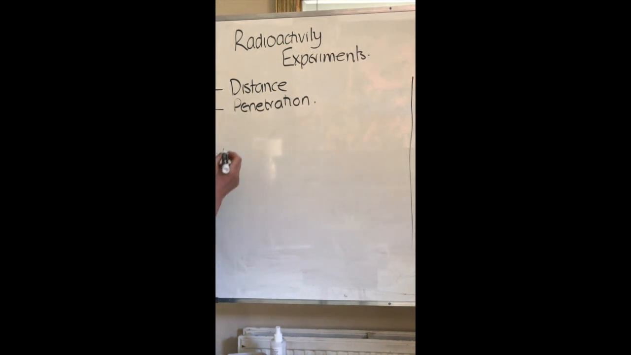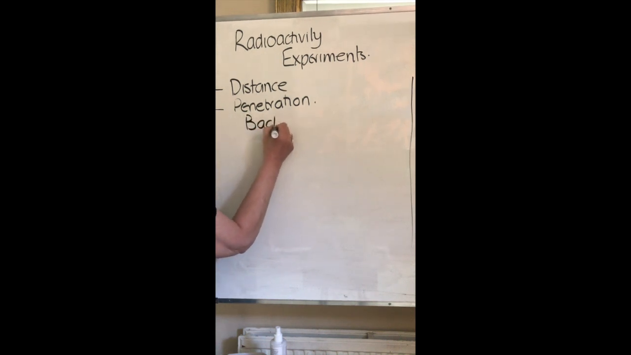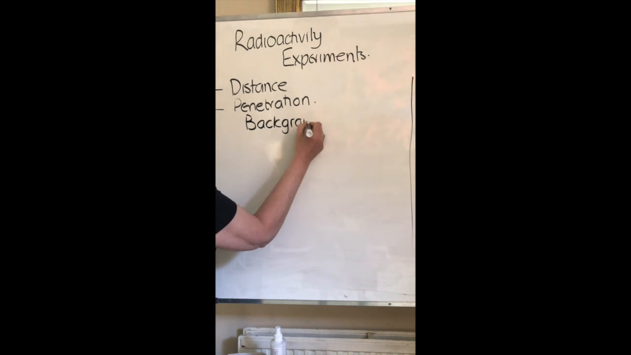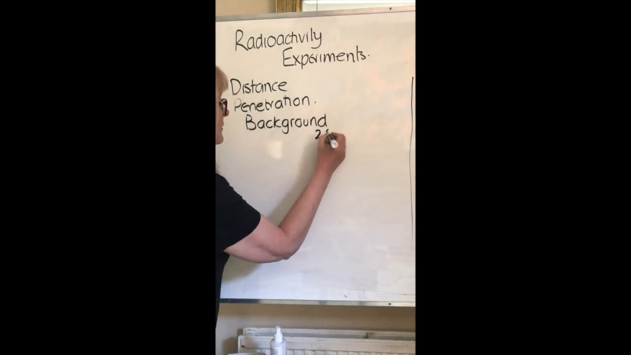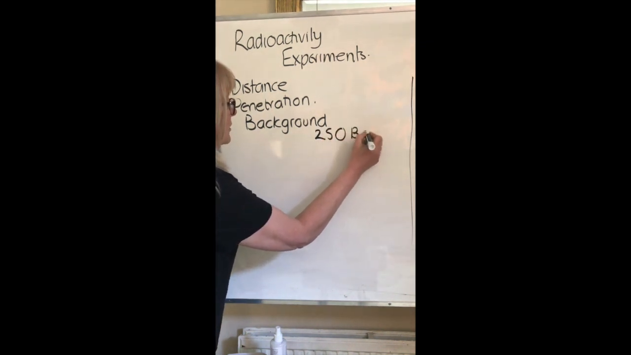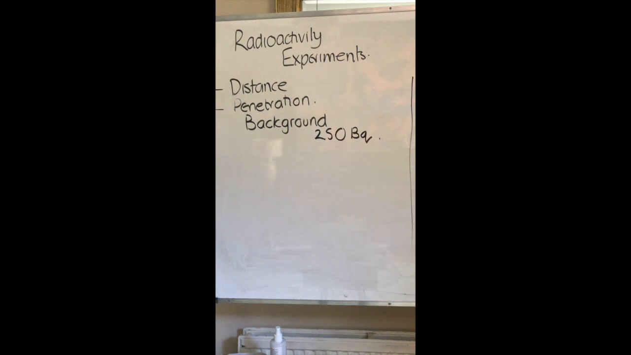So the first thing we've got to remember with any experiment is that we've got background radiation. Remember we talked about background radiation coming from rocks and cosmic rays and food and nuclear accidents and hospitals, all kinds of sources. It's radiation that's around us all the time. So let's imagine that we've counted our background radiation and we've got 250 becquerels, or counts per minute. We've got to keep that in mind when we think about our experiment.